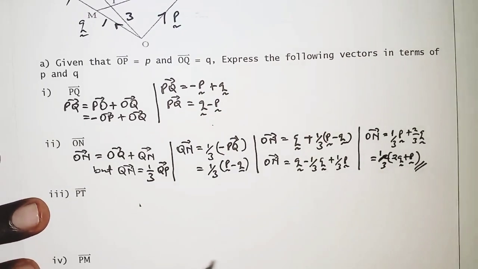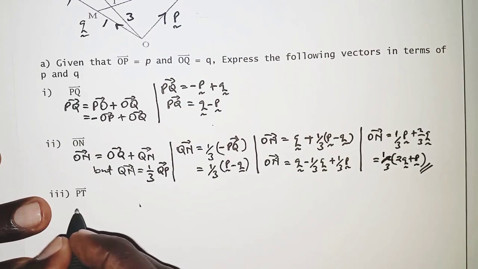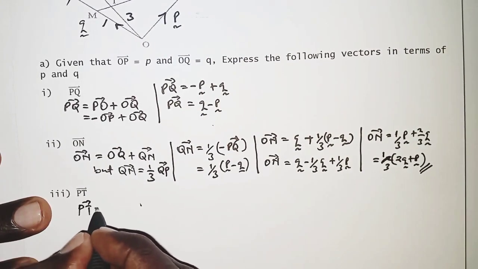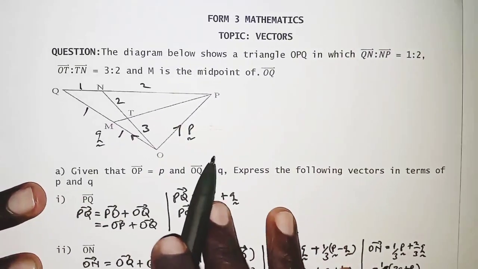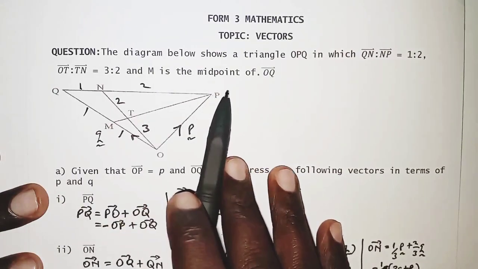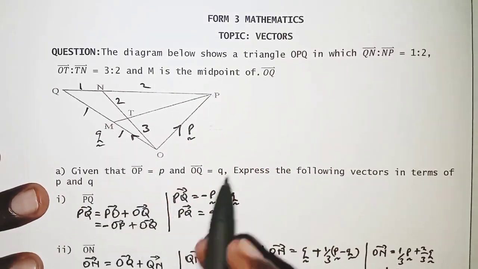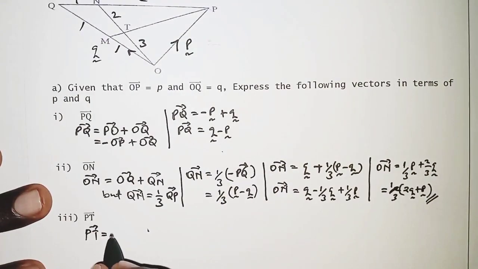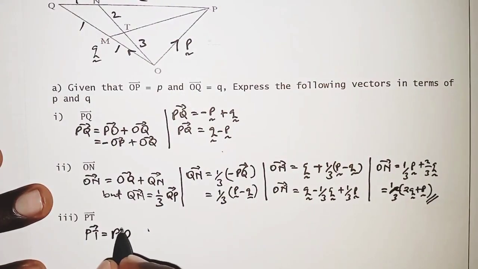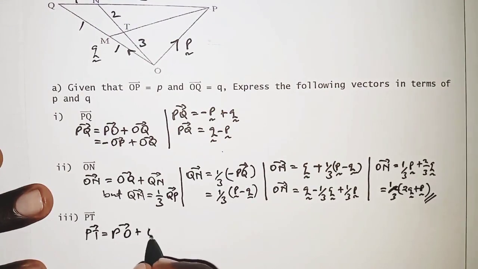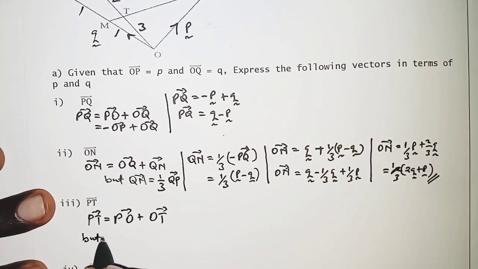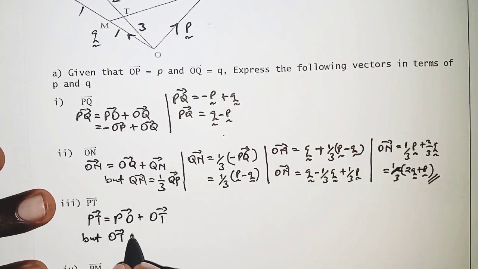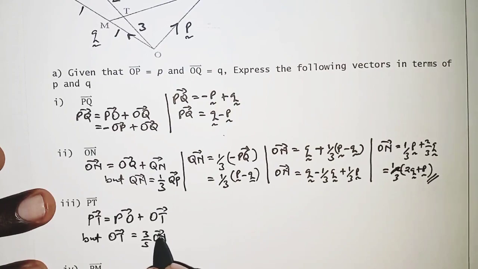Next we look at PT. So for PT, we are simply going to have PT is PO plus OT. So PO plus OT, but OT is simply 3 over 5 of ON.